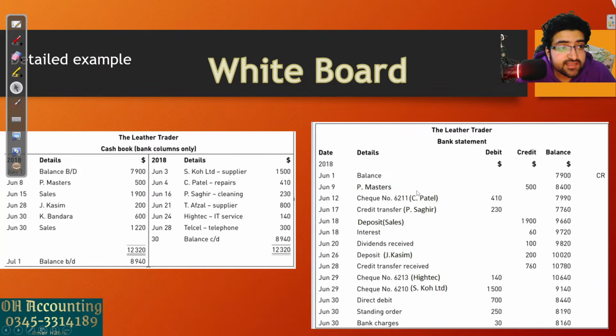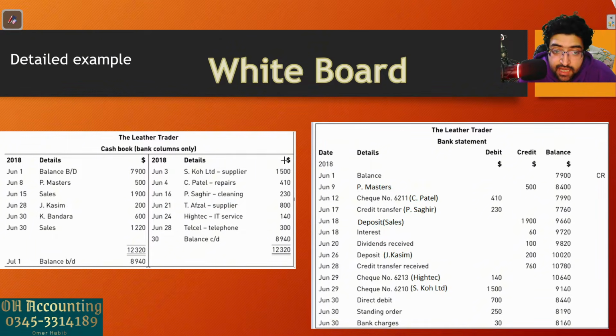Okay, so this is the complete example which will cover everything from the first step, which is comparing the cash book with the bank statement, then preparing the updated cash book, and then finally preparing the bank reconciliation statement and coming to the same balance. So let's begin. See, I've told you guys that you have to compare the debit side of the cash book with the credit side of the bank statement, and the credit side of the cash book with the debit side of the bank statement. So let's compare the debit side of the cash book with the credit side of the bank statement first. We have a balance brought down 7900.